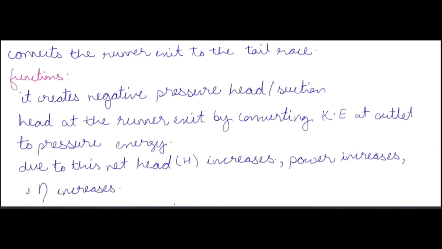So as you move forward, the cross sectional area of the flow is increasing. If the cross sectional area increases, the velocity will decrease, because the flow rate, the volume flow rate, is constant. If the flow rate or discharge is constant, that's the continuity equation. The draft tube is nothing but a pipe, so the continuity equation will be valid here.